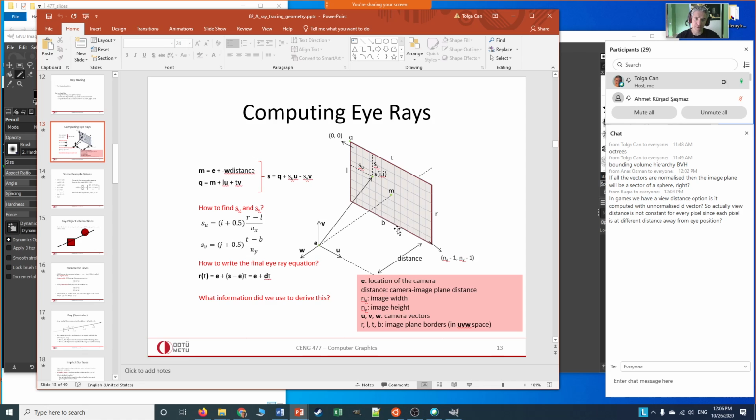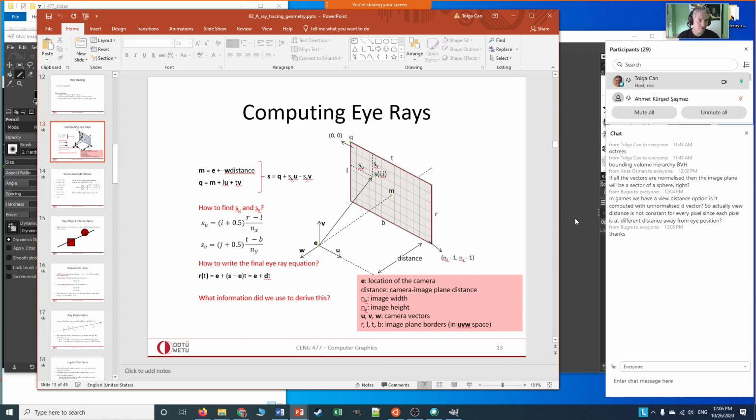When you're setting up a parameter, it's just this distance. We give this distance as the parameter also in ray tracing. We don't specify all of the distances of the rays. We just say the distance of the plane to the eye point is given as the view distance. Pixel distances may differ as you stated.